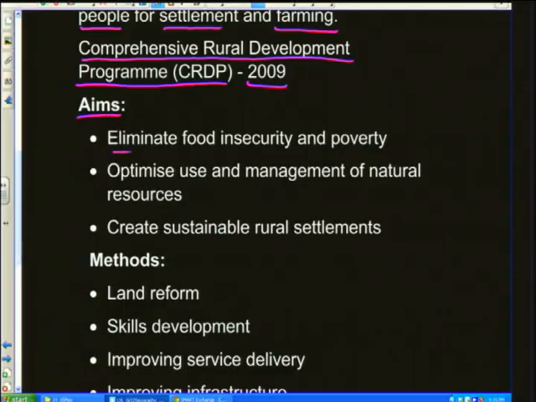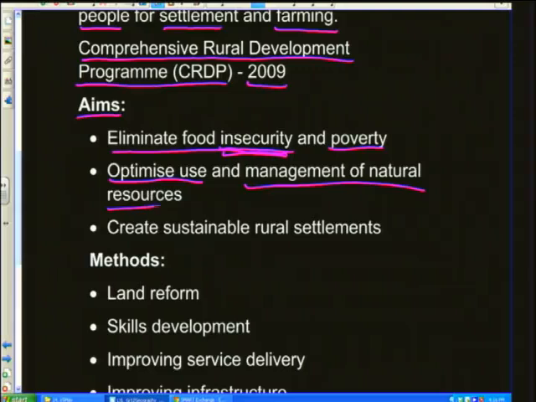They want to eliminate food insecurity and poverty. Food insecurity means that everyone in the settlement does not have enough food to meet their normal daily needs. They want to improve or optimize the use and management of natural resources. And they also want to create sustainable rural settlements that consider the environment, the economy, and the society.